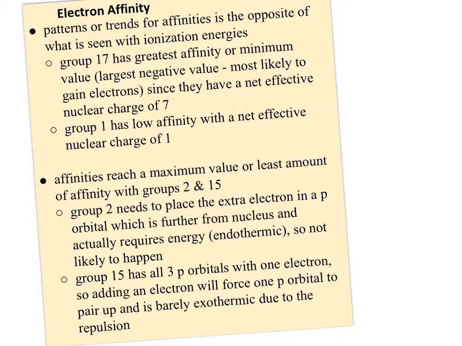Another trend or pattern to point out is that affinities actually reach a maximum value, or atoms with the least amount of affinity are actually in groups 2 and 15. And again, this is because group 2 will need to pick up that extra electron and put it in a p orbital, which is further out. So it actually requires energy to put it out there and hold it. And group 15 has all 3 p orbitals with 1 electron. So it's actually a little harder for group 15 to gain that electron than it is for the other nonmetal groups. Just a couple quirks in electron affinity.